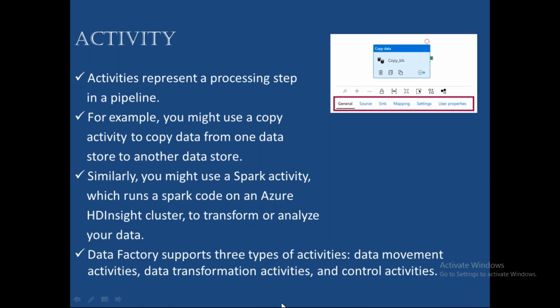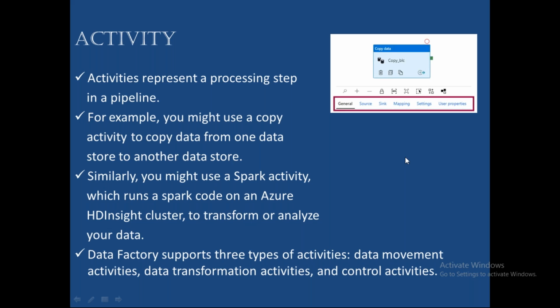Data Factory supports three types of activities. One is data movement activities, data transformation activities, and control activities. Data movement activities means, for example, copy activity. Data transformation activities means Spark activity, Databricks notebook activity. All these are transformation activities. You are transforming data by using this code.